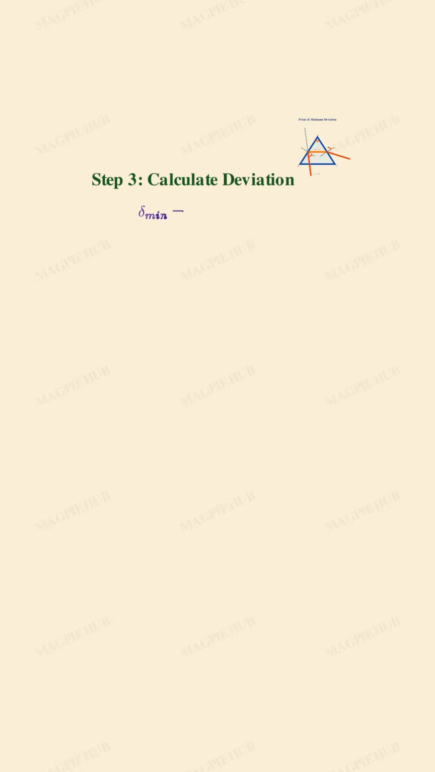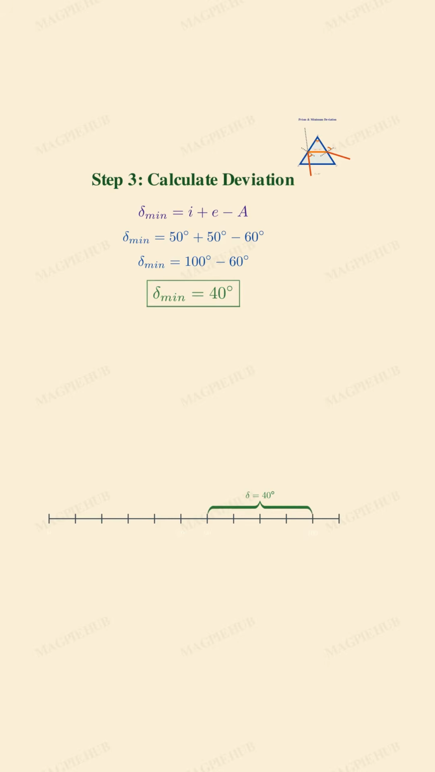Step 3. Now calculate the deviation. Using the formula, delta min equals I plus E minus A, substituting, delta equals 50 plus 50 minus 60, which gives us 40 degrees.